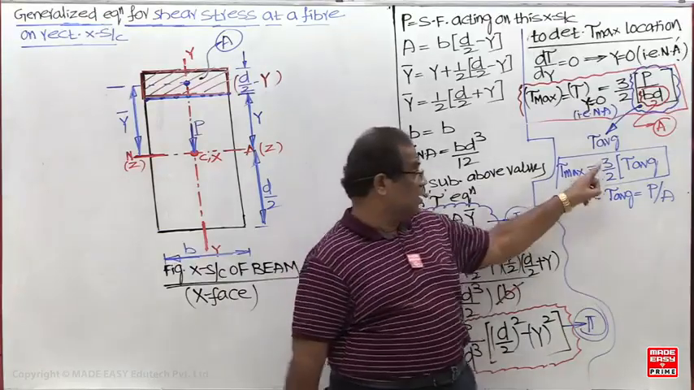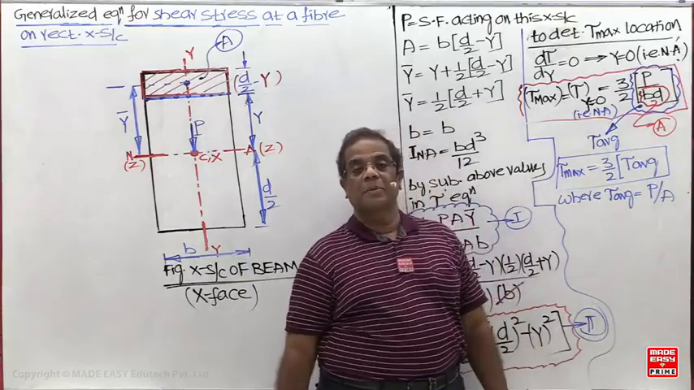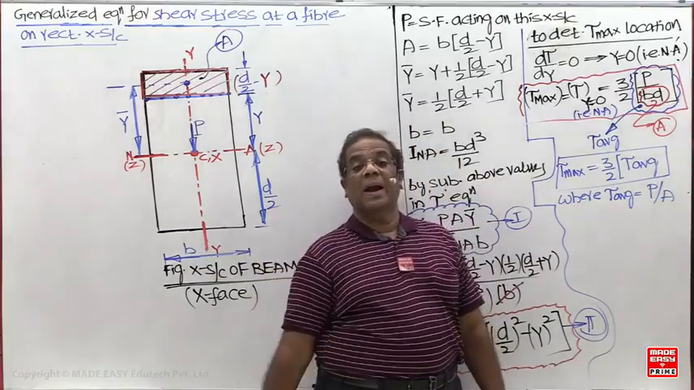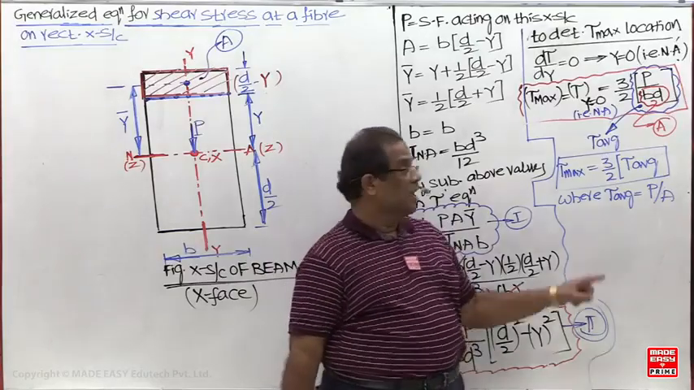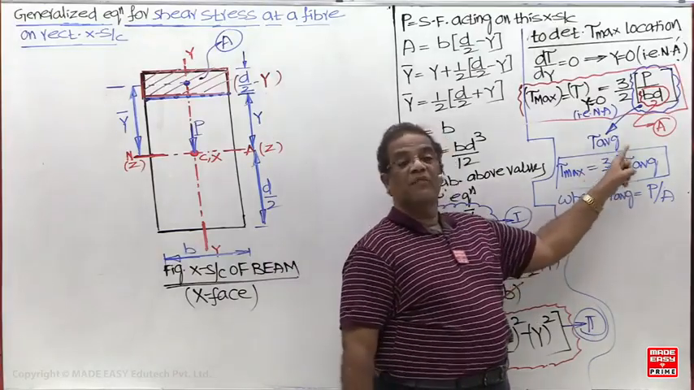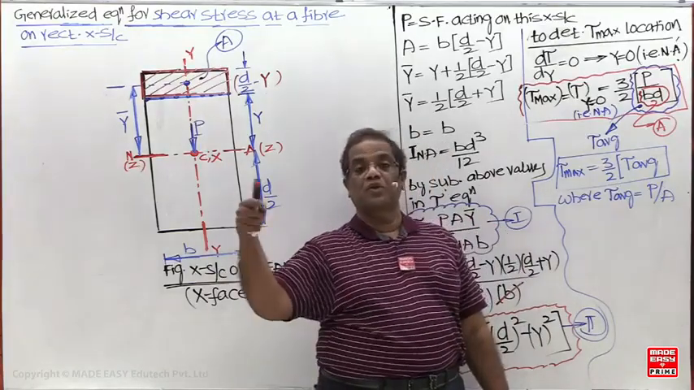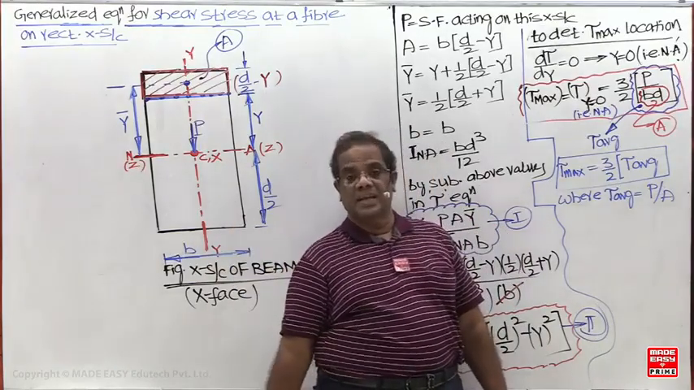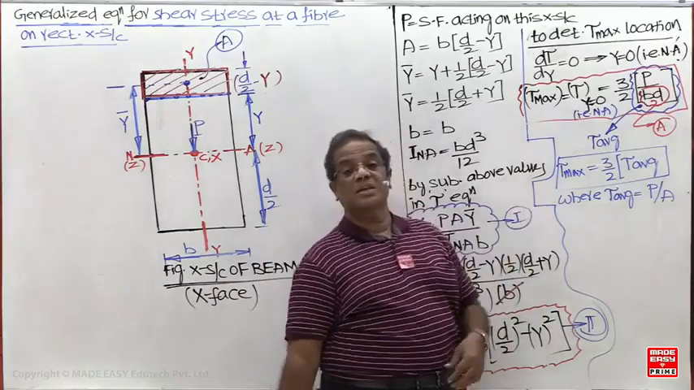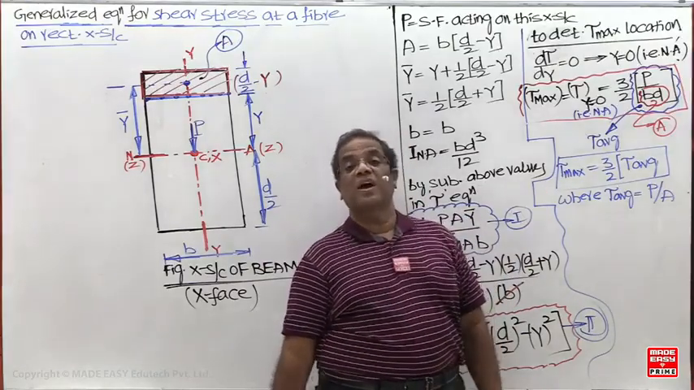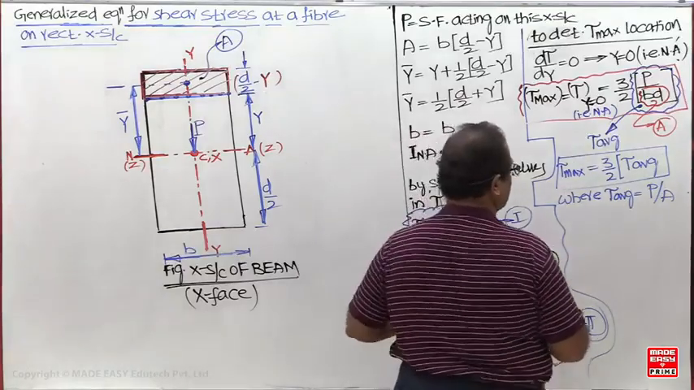But if you go for a circular section, this is going to be 4 by 3. What is 4 by 3? 1.33. It means in a circular cross section the maximum shear stress is 33% more than the average shear stress. If you go for a square with diagonal and vertical and horizontal, this constant is 9 by 8. What is 9 by 8? 1.125. Means the maximum shear stress is how much percentage more? 12.5%. So now I'm going to modify this equation.